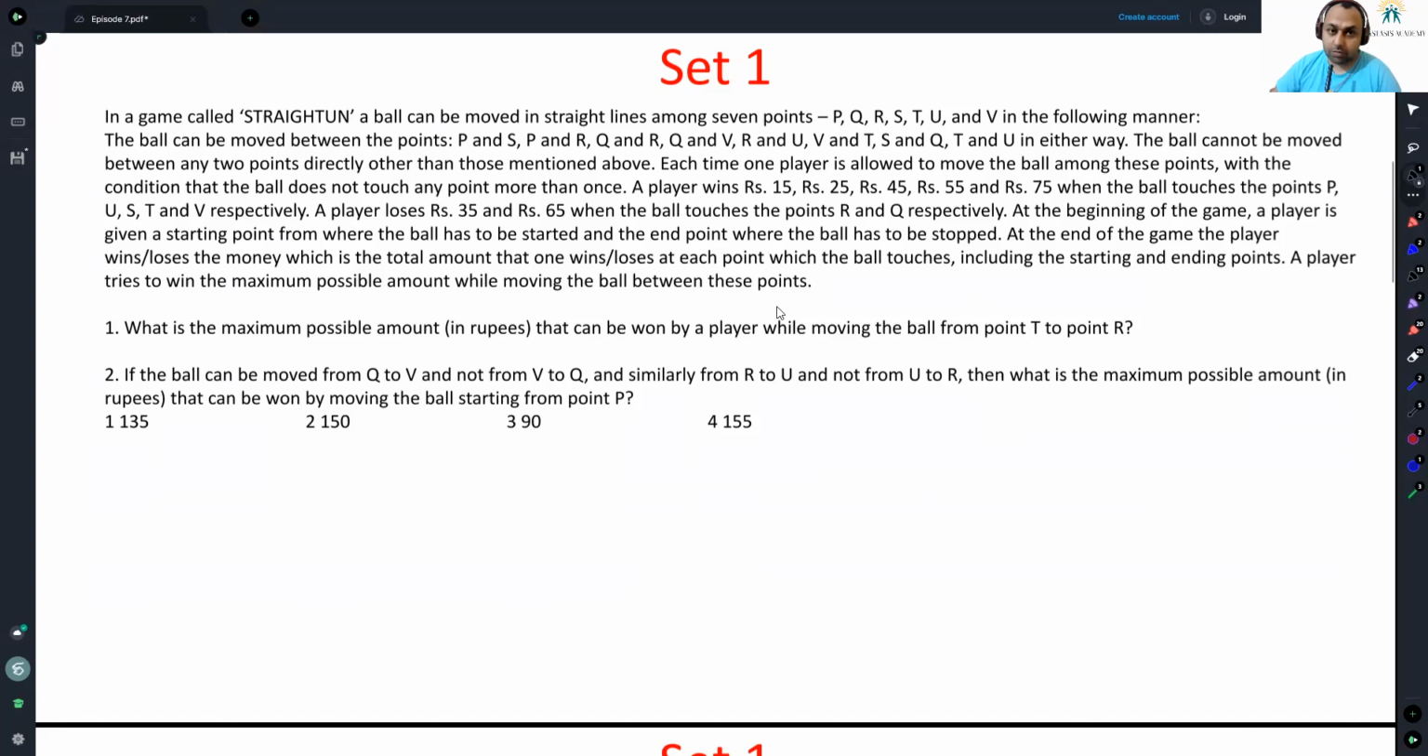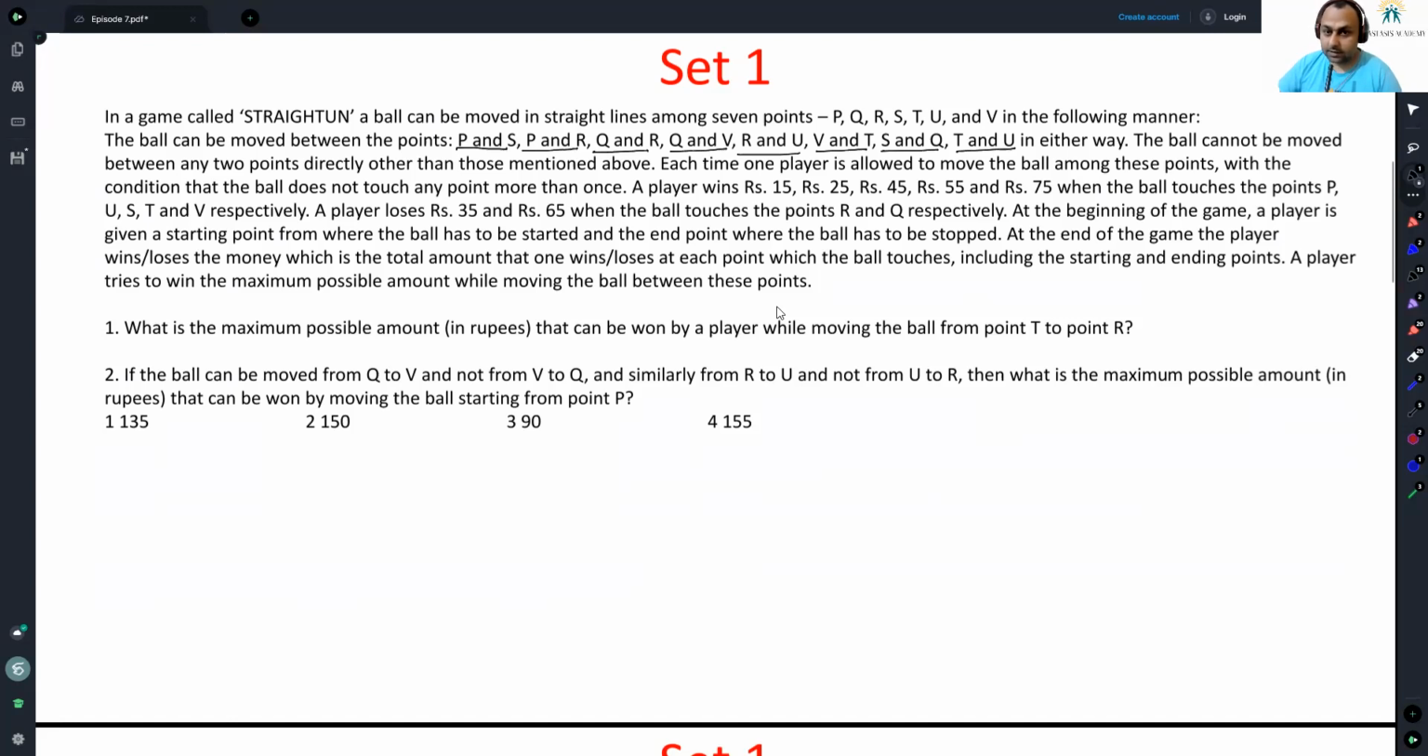The ball can be moved between points P and S, P and R, Q and R, Q and V, R and U, V and T, S and Q, T and U in either way. The ball cannot be moved between any 2 points directly other than those mentioned above. Each time, one player is allowed to move the ball among these points with the condition that the ball does not touch any point more than once.